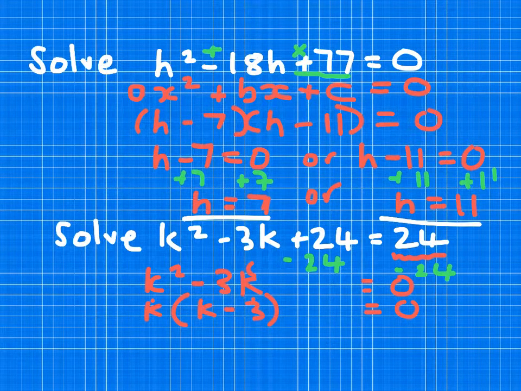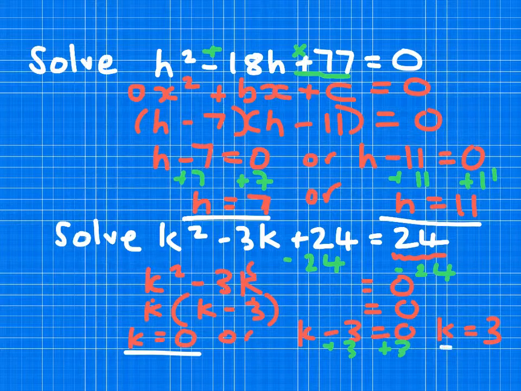And so our answer, either k is equal to 0, or k minus 3 is equal to 0. k is equal to 0 is one of our answers, and if we do some rearrangement here, if we plus 3 to both sides of the equation, we can see the other answer is k is equal to 3 is our other solution, as expected.